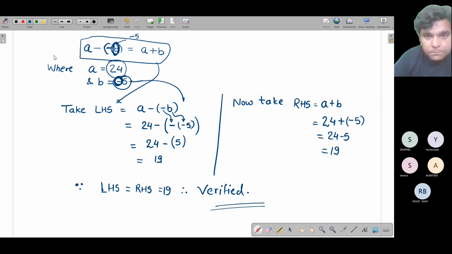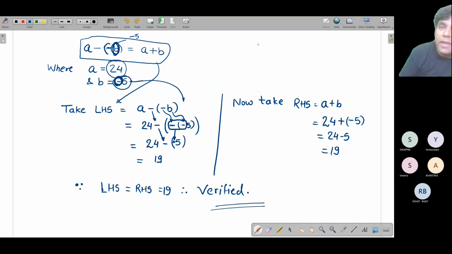Sir, in this question, outside minus 5 there is a minus sign, and in the inner bracket there is minus 5. Sir, then minus minus will be plus. Then how will the answer be 19? Yes, because if you solve these two minus signs, then you get this plus of 5. Got it? Yes, sir, got it. Now this minus is available already here.